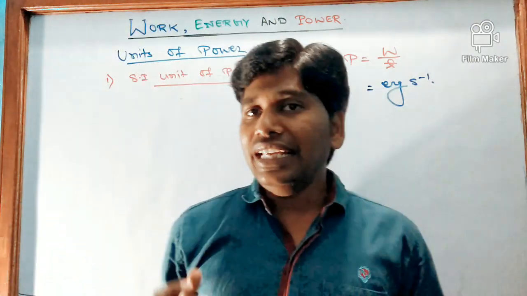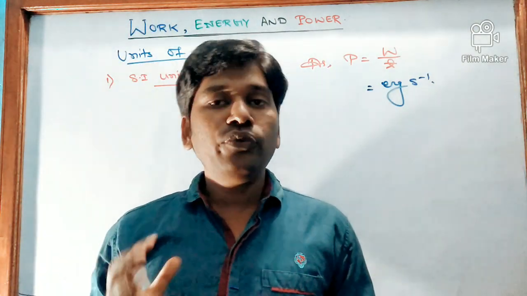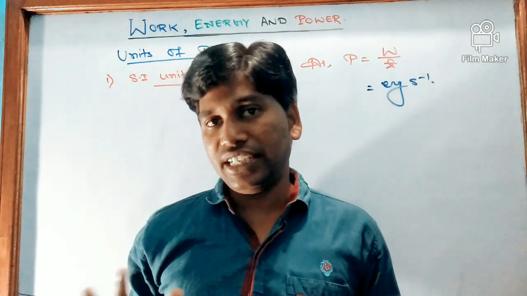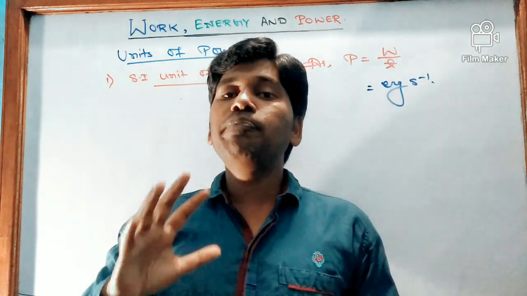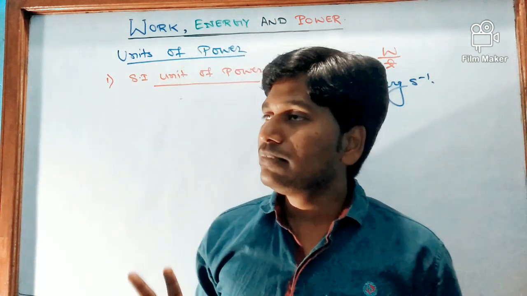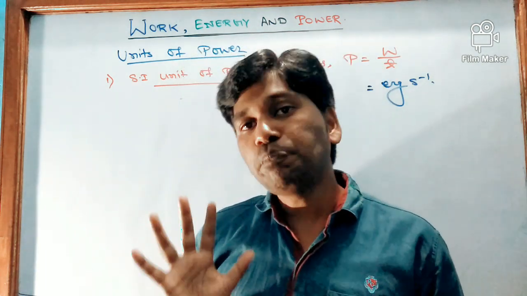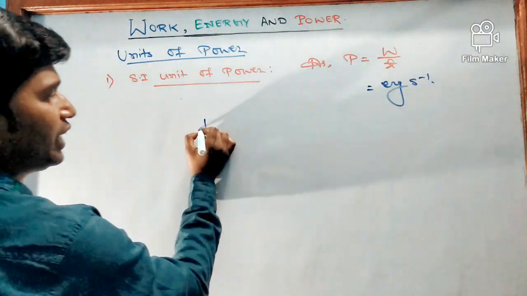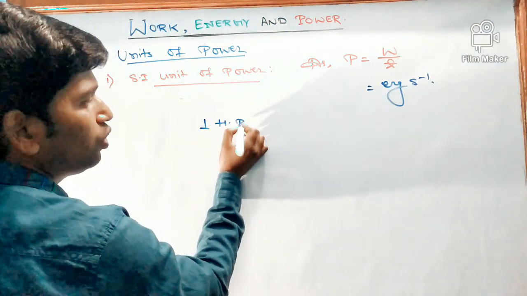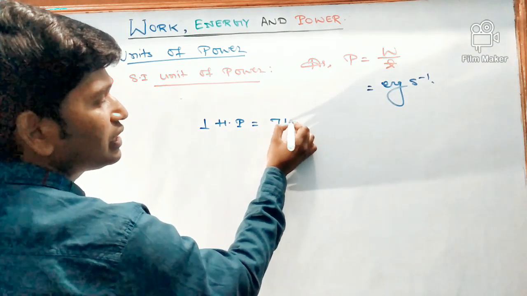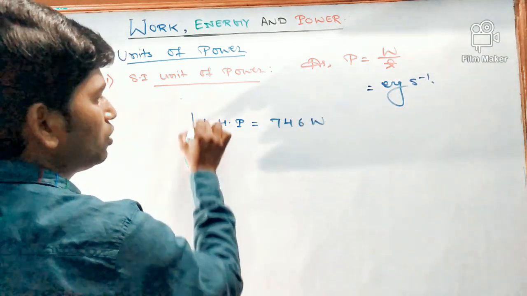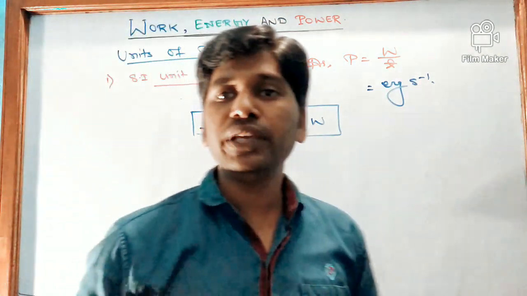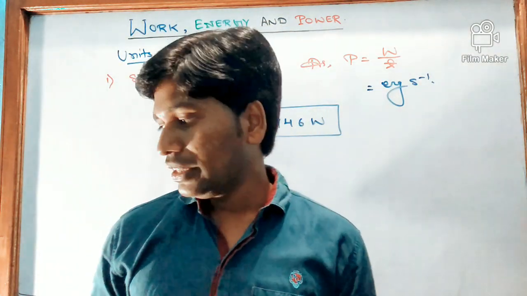In mechanical engineering, we measure the power in another unit, that is the practical unit. Like the power of a motor is measured in HP, horsepower. So what is 1 HP? Practical unit: 1 HP, horsepower, is equal to 746 watt. So 746 watt is called 1 HP, 1 horsepower.